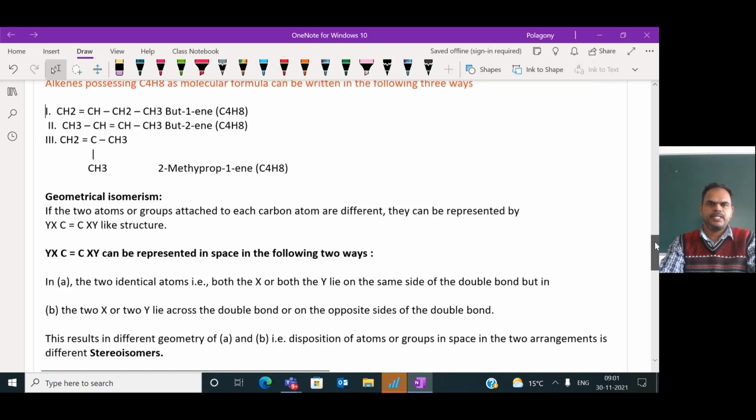That means butene can be written in three forms. And if you go further, butene can also be written in five forms. One is cyclobutane, and the other one is methylcyclopropane. Structural isomers we can get; cyclobutane and methylcyclopropane are alkanes.